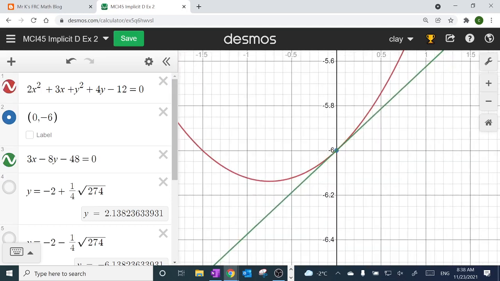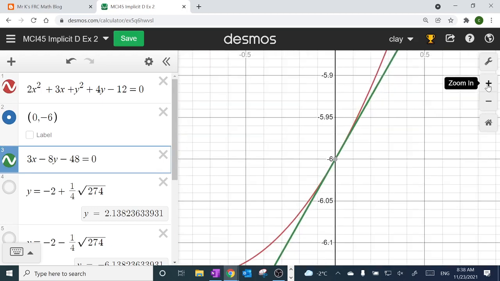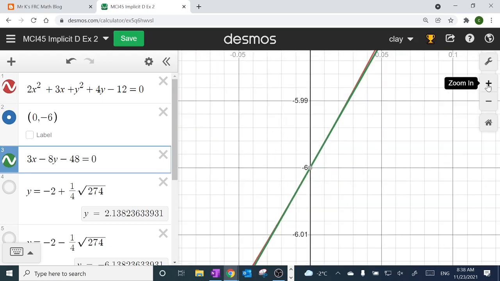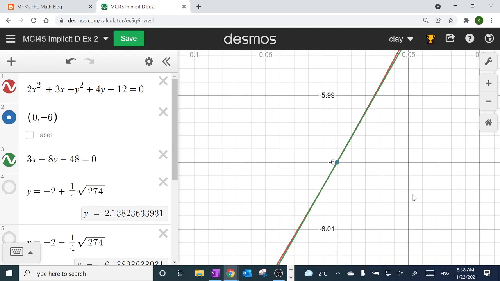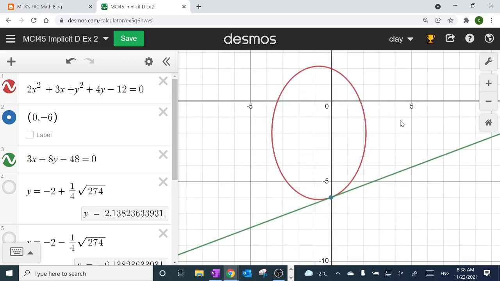And yes, it does. No matter how much I zoom in, and I can keep zooming. I'm using a touch screen, but I can also just zoom in and out like this. No matter how much I zoom into it, it doesn't ever look like it crosses and touches it more than once. I'm getting one dot. That's Desmos' way of telling me it only touches it once. Okay, so there we go. We can be fairly sure we've got the right answer for this one.